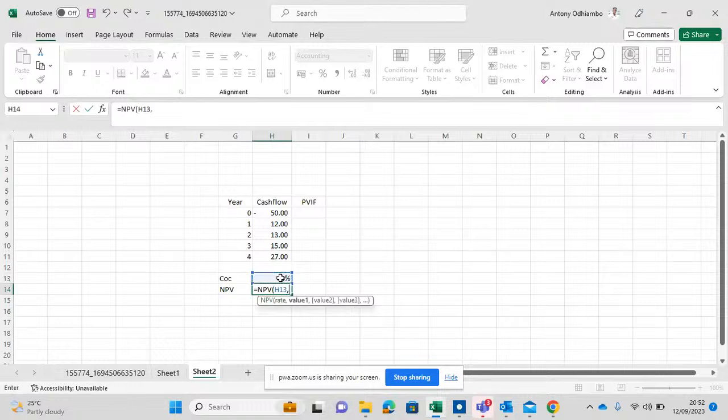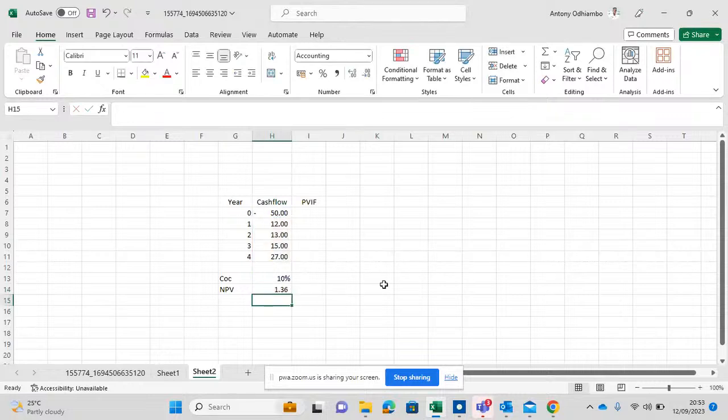And then now we have the values. It wants you to go and highlight from value 1 to value 4. You highlight all of them. After you highlight those values, you close brackets. And then you say plus, because now you want to add the initial outlay, which is given up there. And then you say enter. You don't have to close nothing. It's coming there, 1.36.